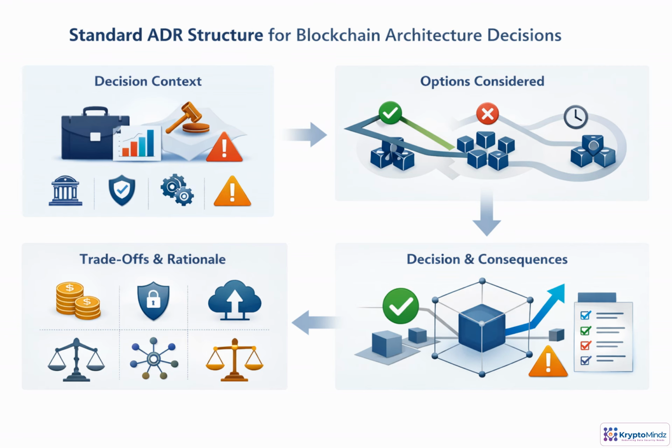To make an ADR effective, keep it concise while preserving the reasoning behind the choice. Start with the context, the business need, regulation, constraint, or risk. Then record the real options considered, including paths that were rejected or deferred. Next, explain the trade-offs across cost, complexity, security, compliance, scalability, privacy, interoperability, and operations. Finally, state the decision, its consequences, and the conditions that should trigger a future review.